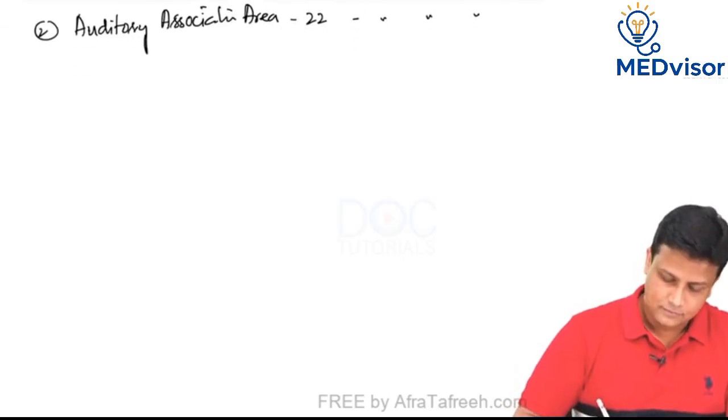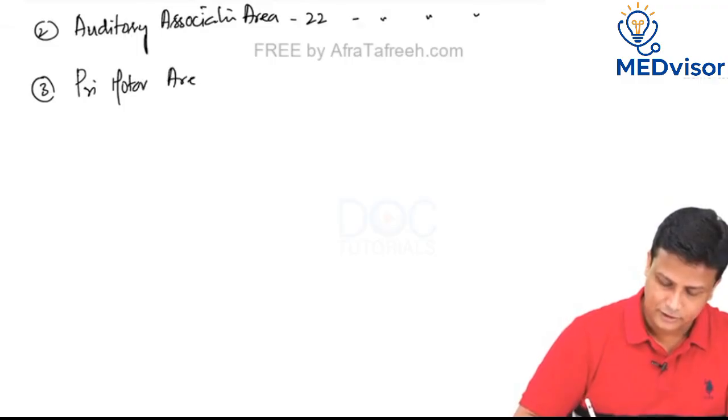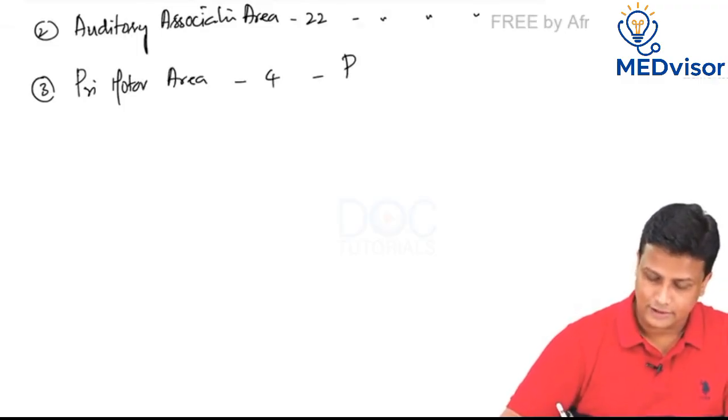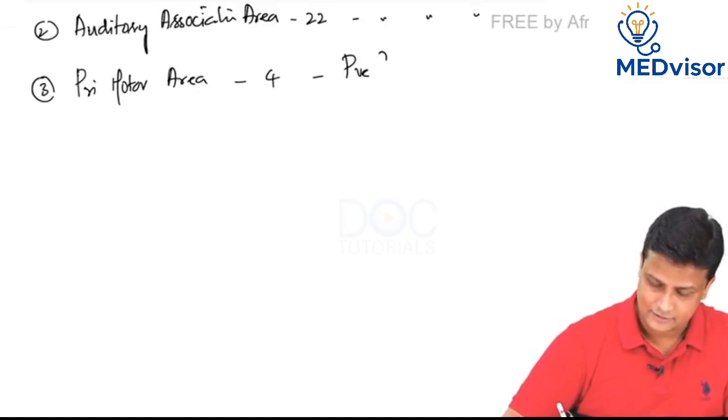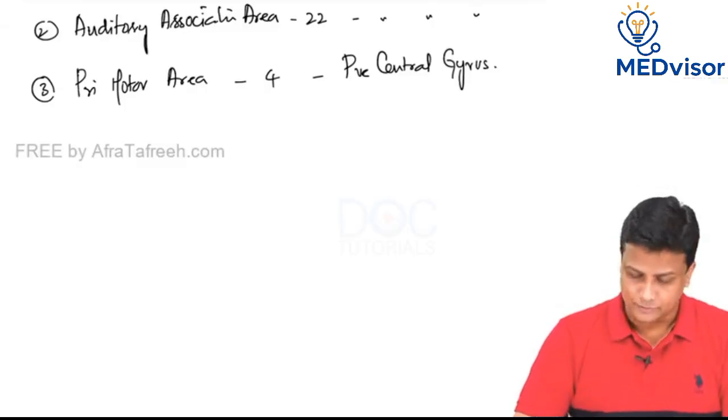Next one now, the primary motor area, area number 4. And where is area number 4 located? Right in front of the central sulcus, in the pre-central gyrus. Pre-central gyrus, that is the location of that one.